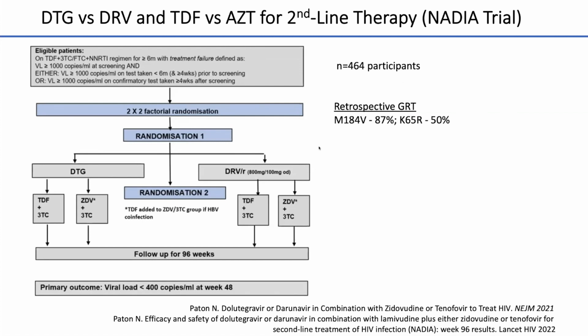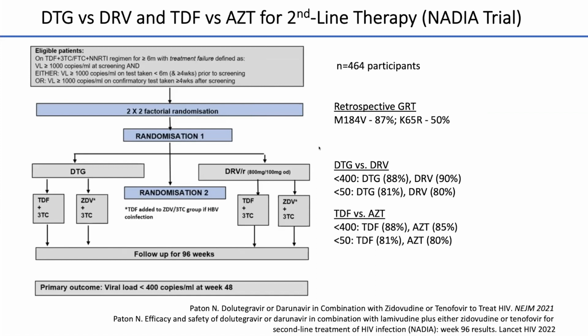At baseline, 87% of patients had M184V or I, and 50% had K65R. The first main finding was that dolutegravir was non-inferior to darunavir at attaining virologic suppression after 1 year with virus loads less than 400 copies in 90% of patients and less than 50 in 80%.